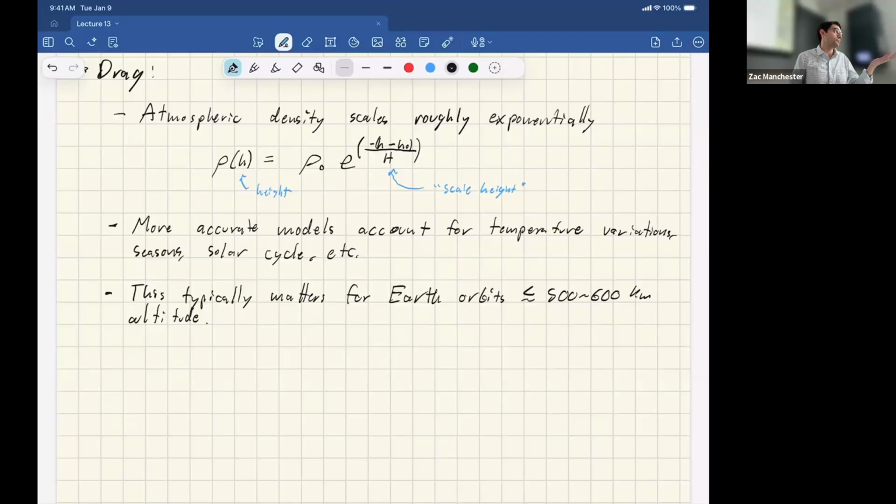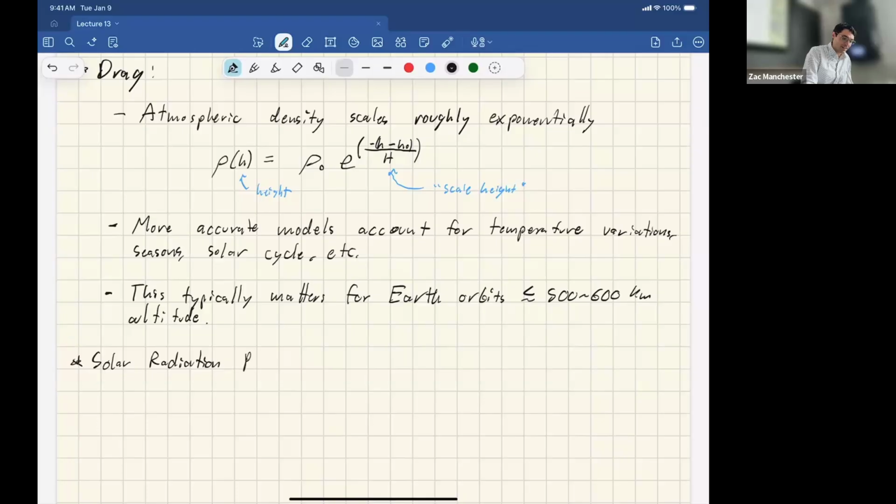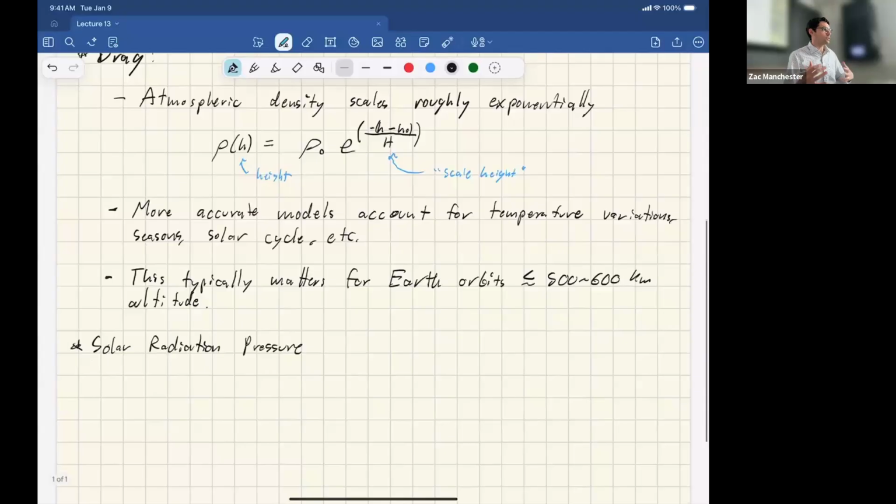What else should we worry about? SRP. Okay, so that's a good one. SRP, for those not familiar with the lingo, is solar radiation pressure. This is kind of fun and interesting. Everybody's probably heard of solar sailing and stuff like this, right?